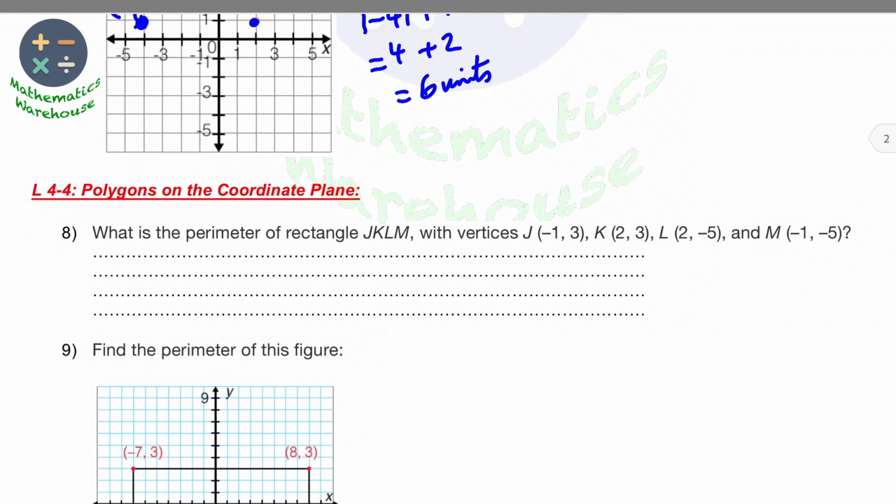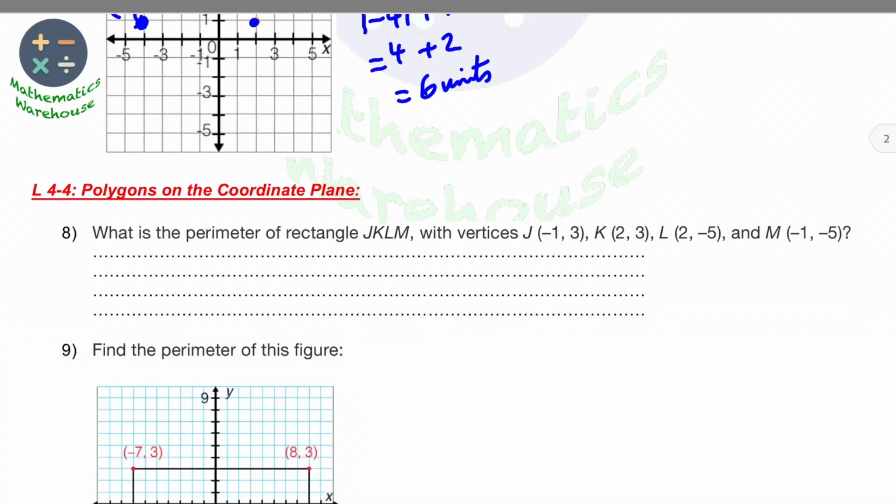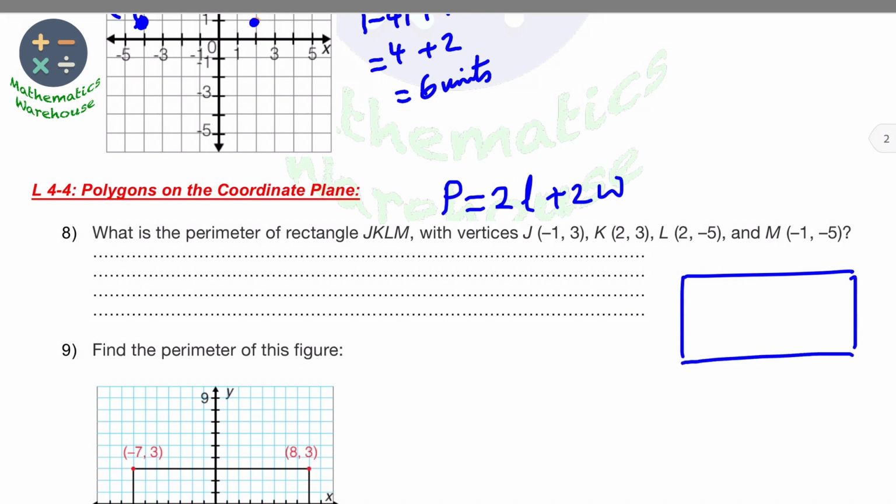What is the perimeter of rectangle JKLM with vertices J(-1, 3), K(2, 3), L(2, -5), and M(-1, -5)? As we said before, the perimeter of any polygon is the sum of the lengths of all of its sides. The perimeter of a rectangle equals 2 lengths plus 2 widths. Imagine this rectangle takes this shape JKLM. So we have to find the length of JK and KL, for example.